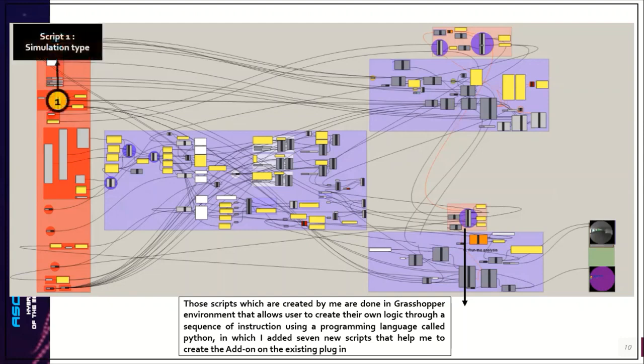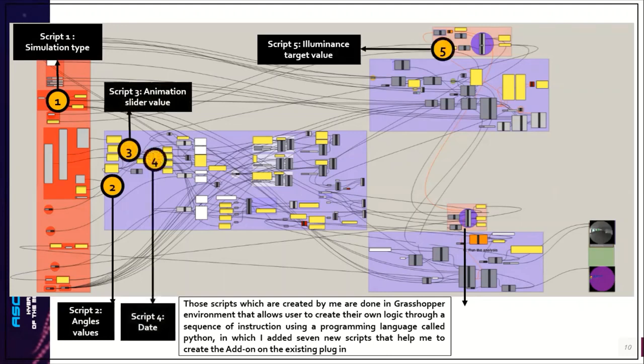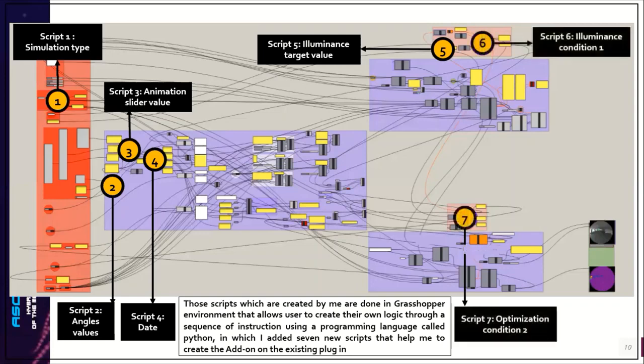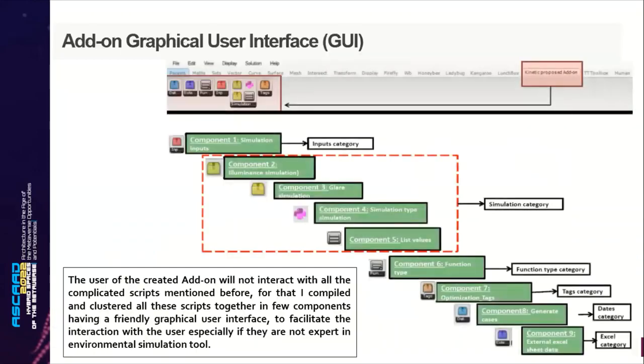For example, the script number 1 is for selecting the simulation types. Script number 2, angle and value. 3, animation value, slider value. 4, date. 5, illuminance target. 6, illuminance condition. And 7, optimization condition. Here is just one example of how the script has been created. Now, the user of the created add-on will not interact with all the complicated scripts mentioned before.